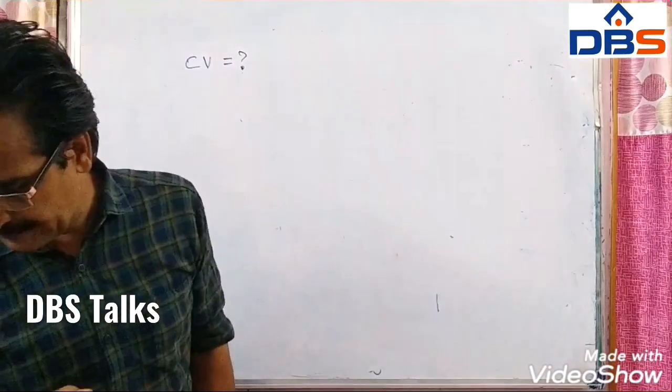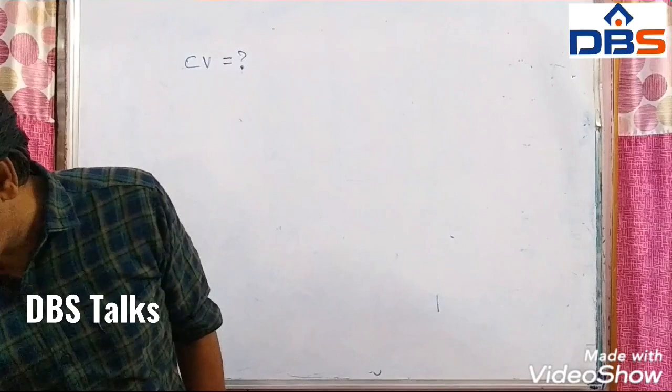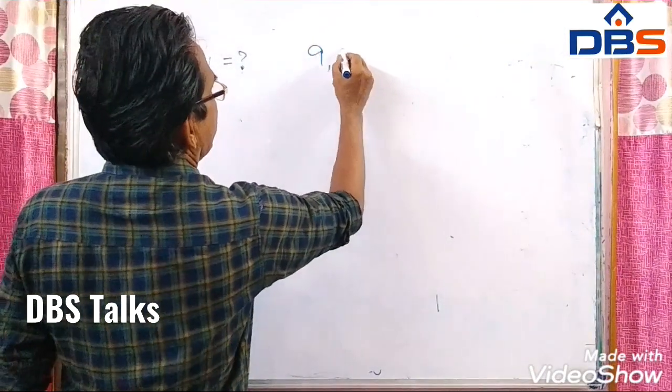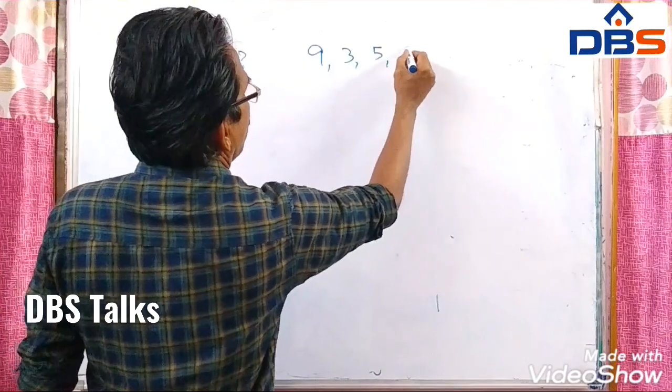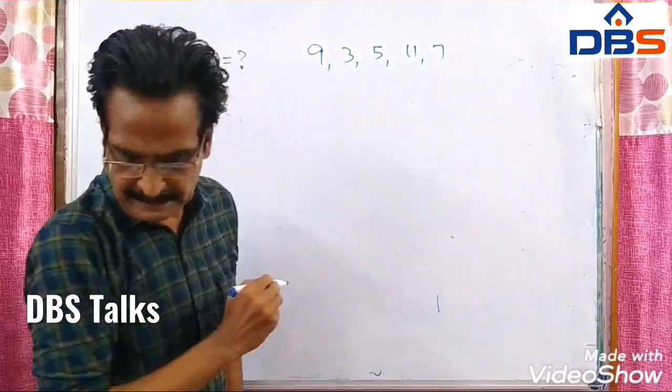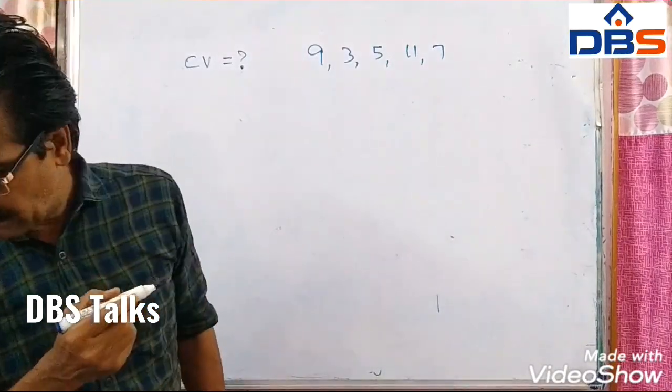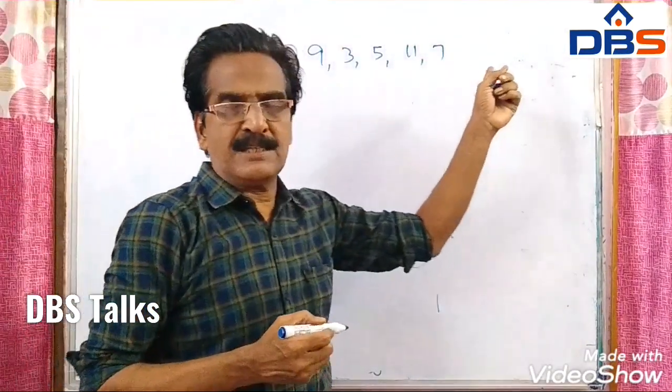What is it for the data? The values are 9, 3, 5, 11, 7. These are the values given, friends.